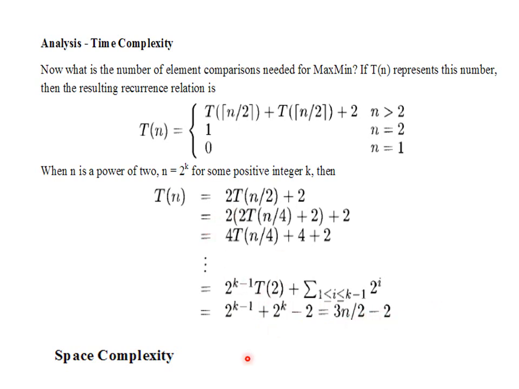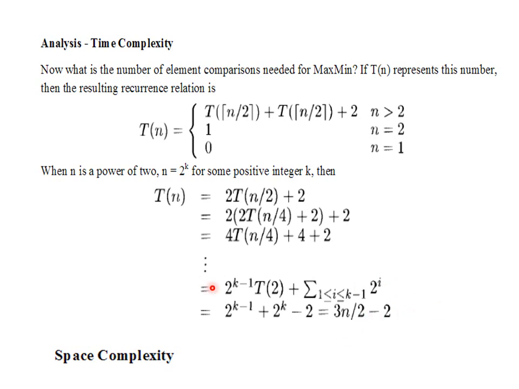I need the separate steps for this, because we have already solved such problems, and this you have to consider as an assignment. I need the detailed steps for each and every step, and how you got the value 2 to the power k minus 2. This is considered an assignment. So what we are getting? 3n divided by 2 minus 2.